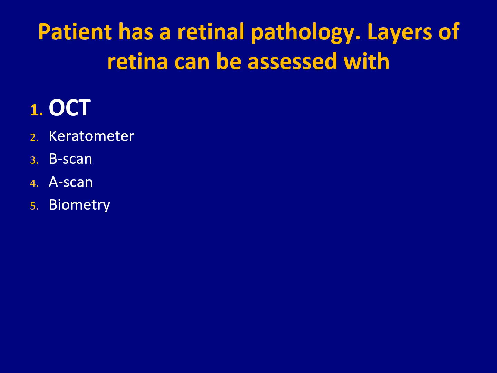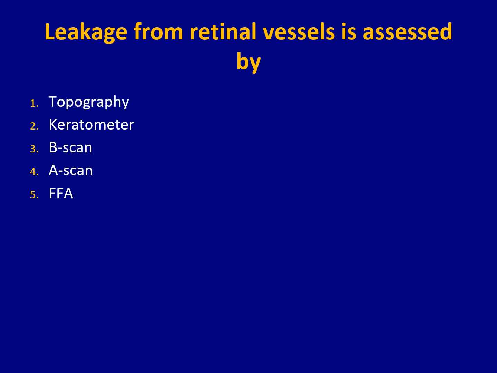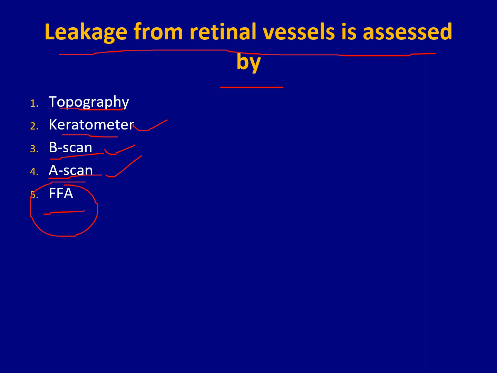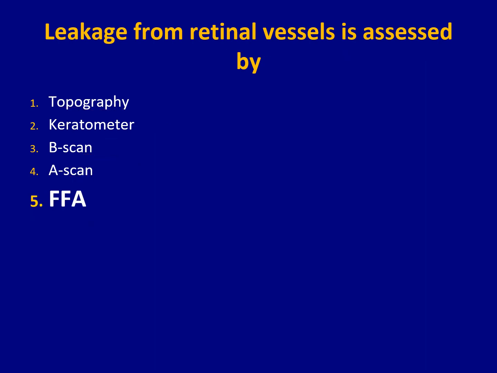OCT is the answer. Next MCQ. Leakage from the retinal blood vessels is assessed by topography, keratometry, B-scan, A-scan, or FFA. Topography is for cornea, keratometry is for the curvature of the cornea, B-scan for the opaque media, A-scan for the axial length, and FFA is to see the leakage from the blood vessels, so that would be the answer. FFA is the answer.